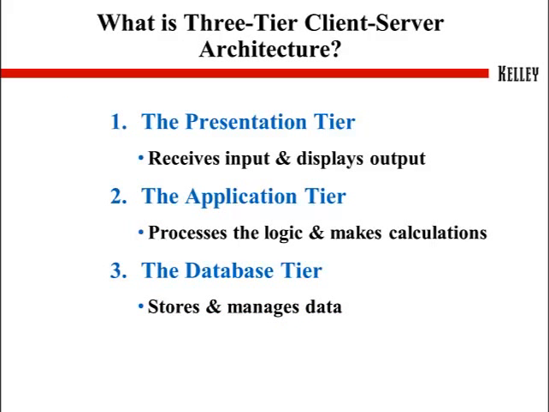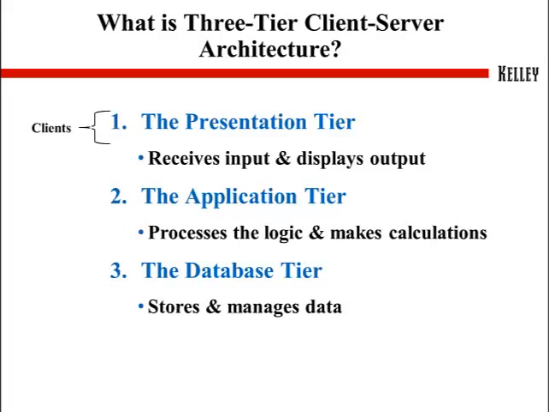So what is three-tier client-server architecture? Well, the first tier is the presentation tier. This creates the views that users see. In other words, it receives input and displays output. The second tier is the application tier, and this processes the logic and makes calculations. The third tier is the database tier, which stores and manages the data.